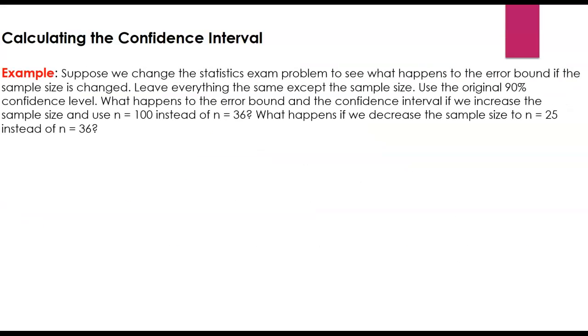Here's another example. Suppose we change the statistics exam problem to see what happens to the error bound if we change the sample size, leaving everything the same except the sample size, when using the original 90% confidence level. What happens to the error bound and the confidence interval if we increase the sample size and use n equals 100 instead of n equals 36? What happens if we decrease the sample size to n equals 25 instead of n equals 36?